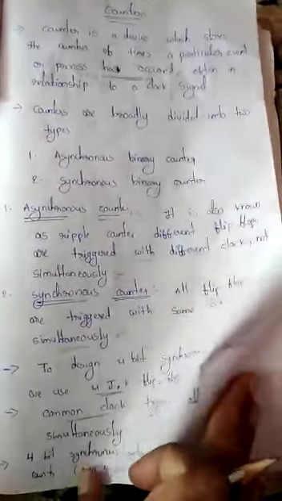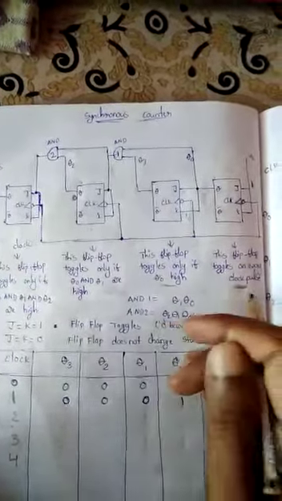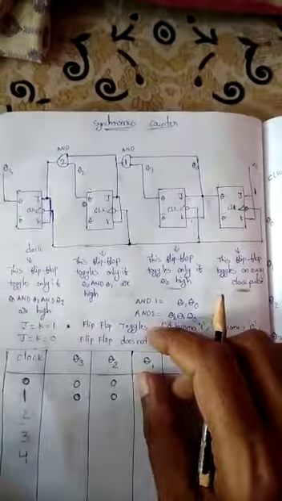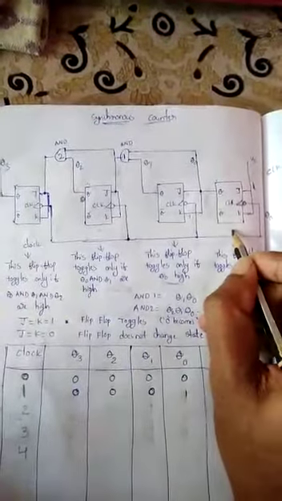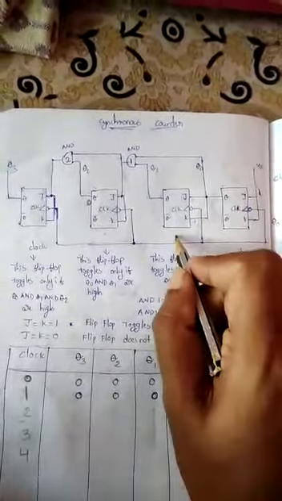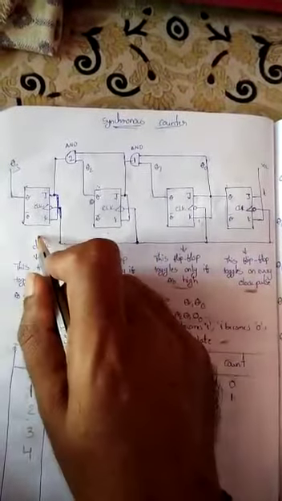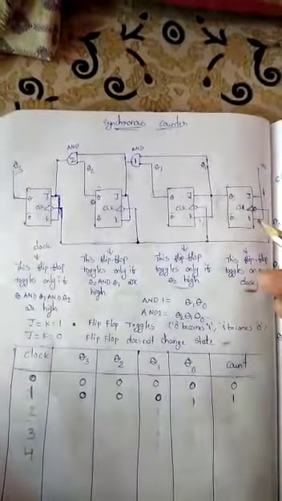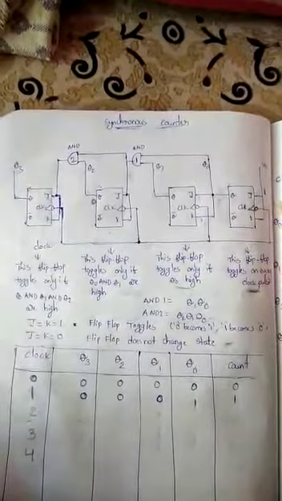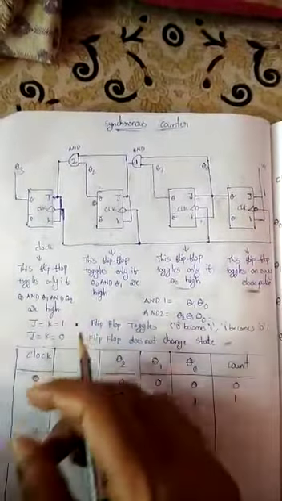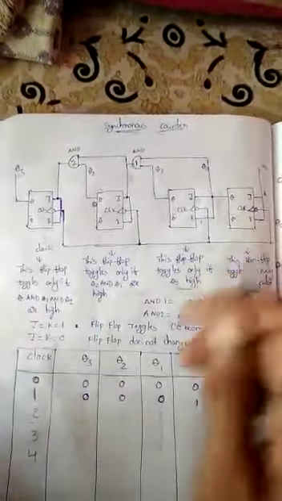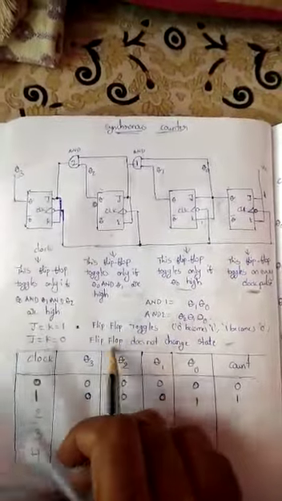Now we see the diagram of the 4-bit synchronous counter. In this we use 4 JK flip-flops. This is JK flip-flop 1, JK flip-flop 2, JK flip-flop 3, JK flip-flop 4. In every flip-flop, J and K are the inputs, and Q and Q bar are the outputs.